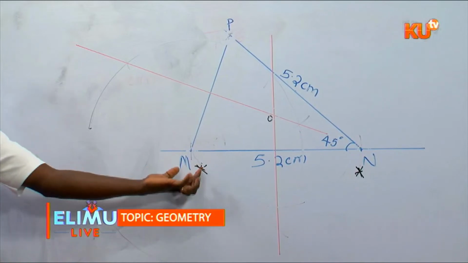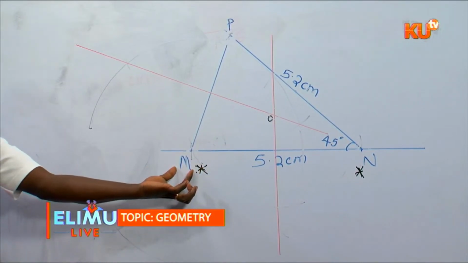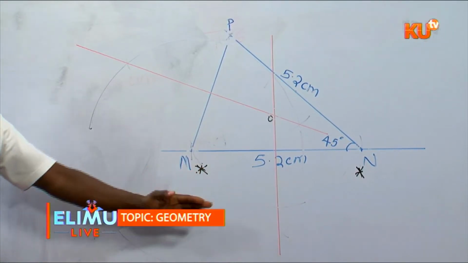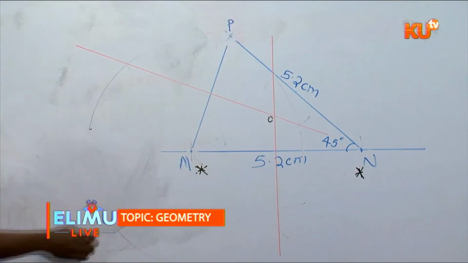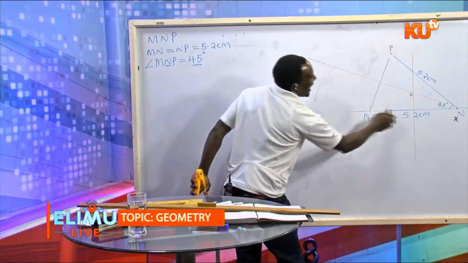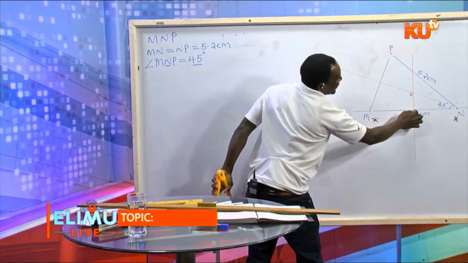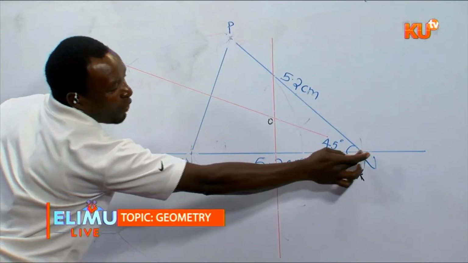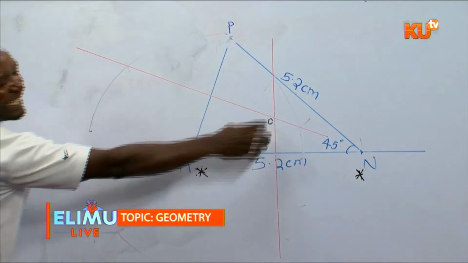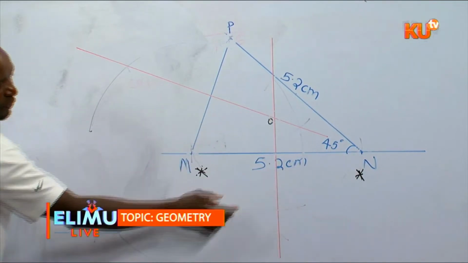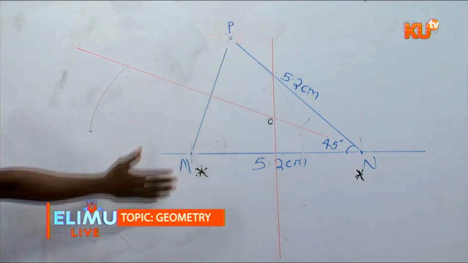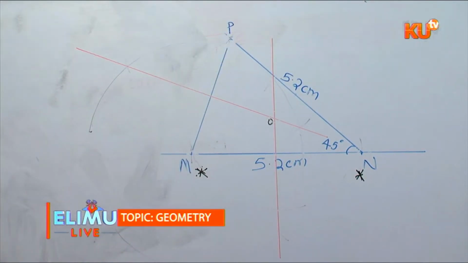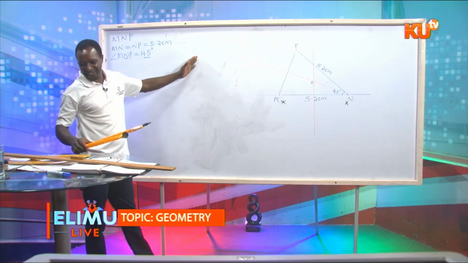After using this point to bisect this line, because you can see we have bisected this line. If you measure from here to here, it is the same as from here to here. So we have bisected this line into two equal parts. So you come here, you put an arc there and there. Then you draw the perpendicular bisector. It is as easy as that.